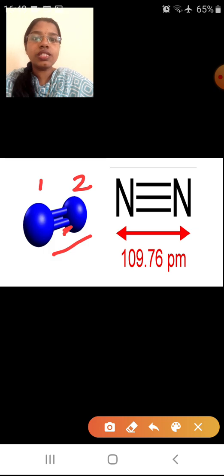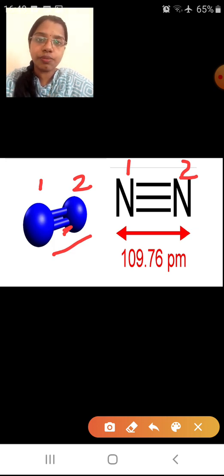Here also you can see the same: this is one nitrogen, this is the second nitrogen. Between them you can see three lines, which are the bonds between the nitrogen atoms. Below, what is given is 109.76 pm, which is the distance between the two nitrogen atoms. But always this nitrogen is going to exist as N2 in nature.